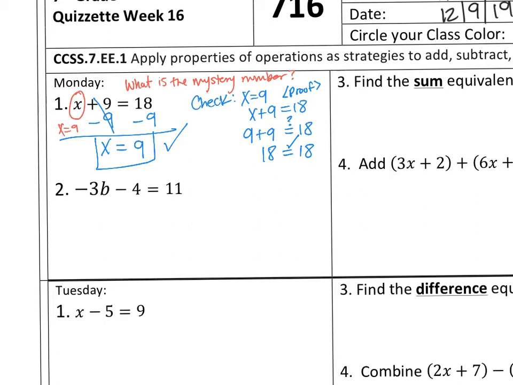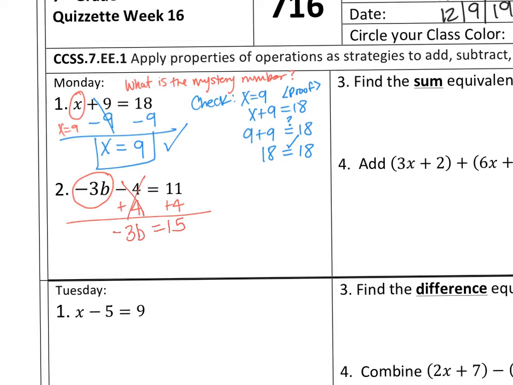Number 2. So again, I'm going to isolate my variable, which in this case has a negative 3 as a coefficient. I want to get rid of that 4. The opposite of negative 4 is positive 4 or plus 4. What I do on one side, I do to the other. So 11 plus 4 is 15. This is a 0 pair. And now we have negative 3b.